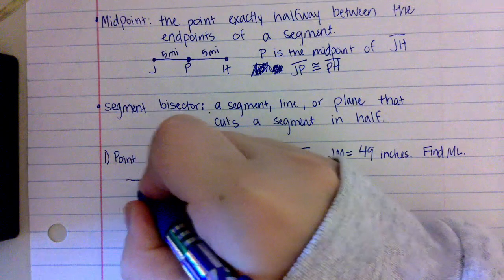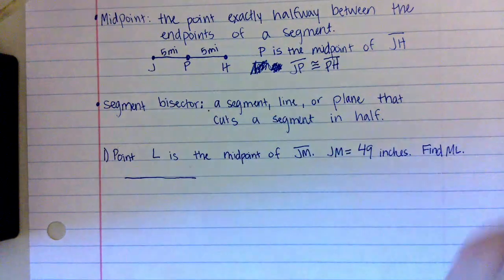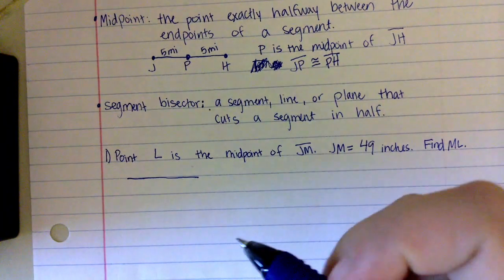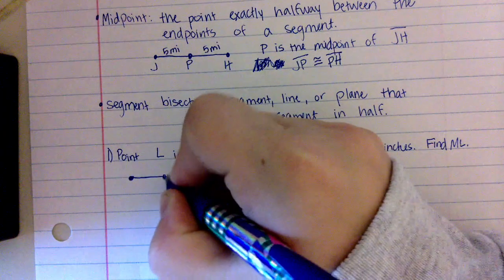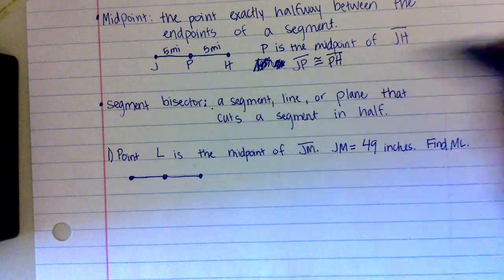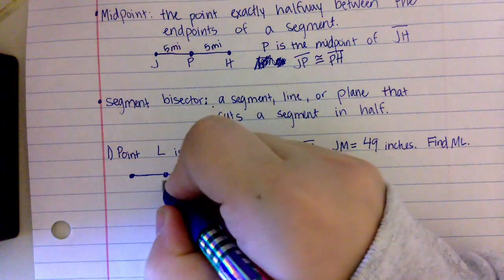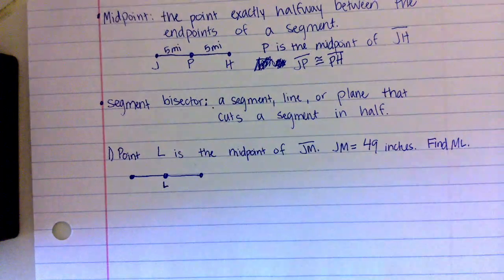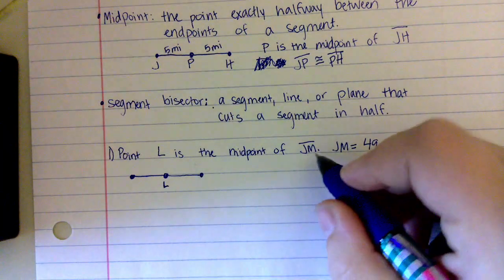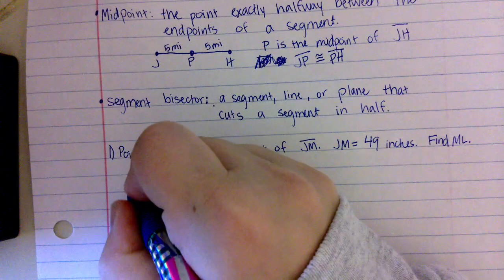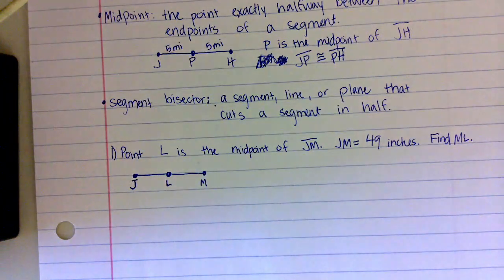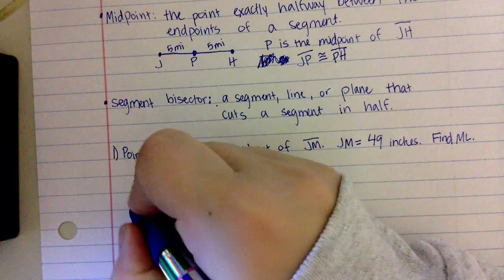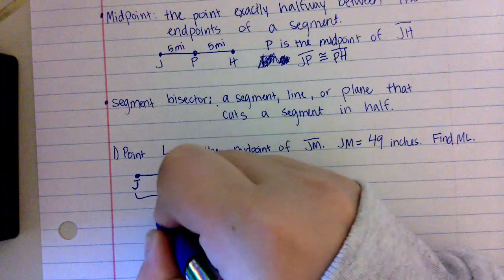So I'm going to draw a line. I always like to use the lines on the paper. Helps me. And I know point L is the midpoint. So we're only talking about 3 points. 1, 2, 3. And L is the midpoint. So L is going to go in that middle. And it's the midpoint of JM. So JM, technically these could go in either way. Okay. So, JM, the whole thing is 49 inches.